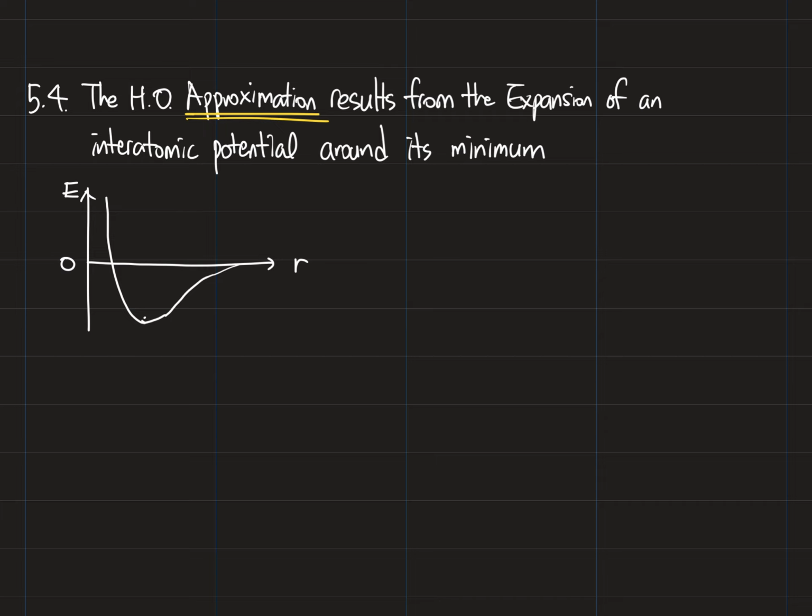And if we apply the harmonic oscillator approximation, which means the potential energy V is simply one half kx squared, it looks simply like this. The parabola here. The yellow parabola here.